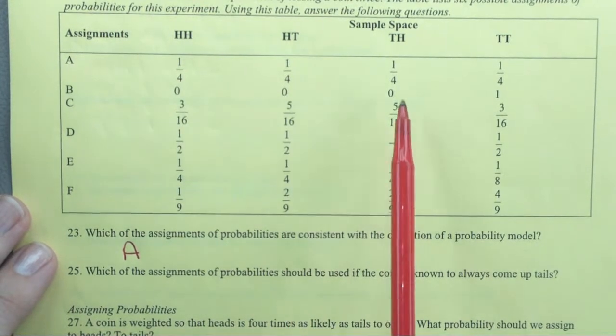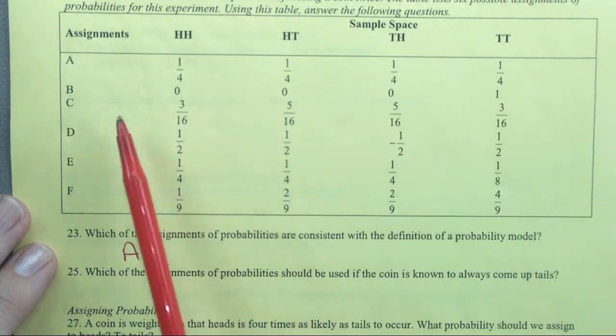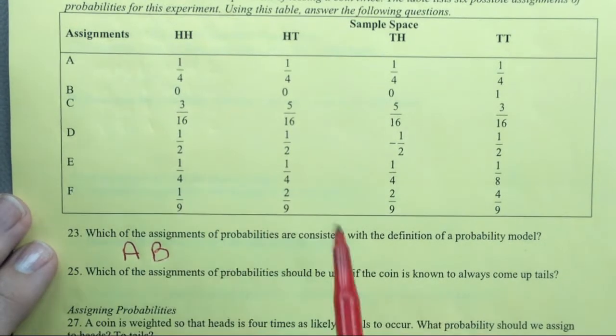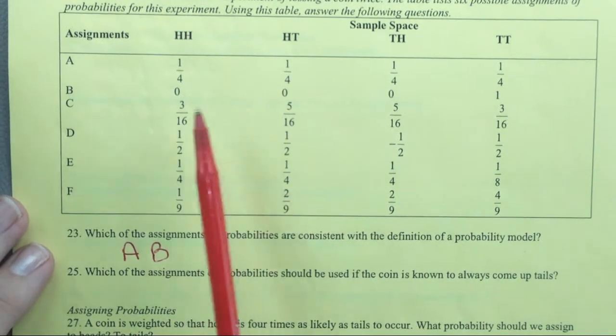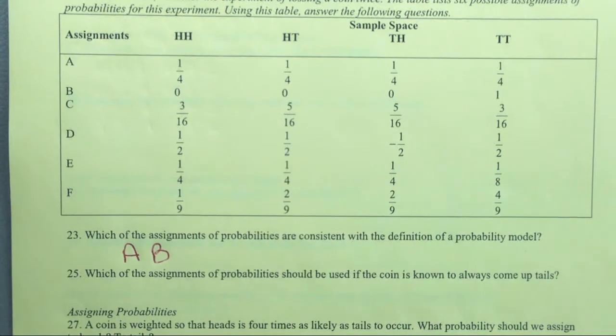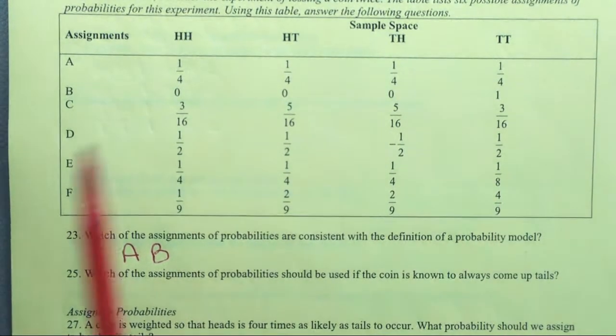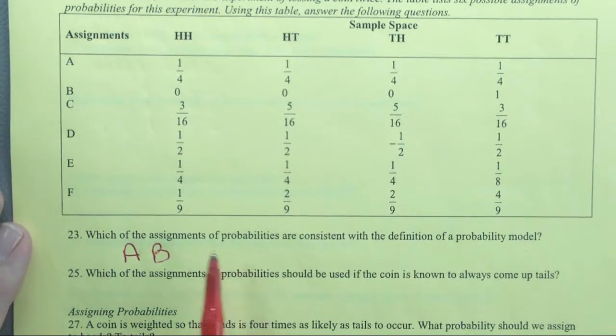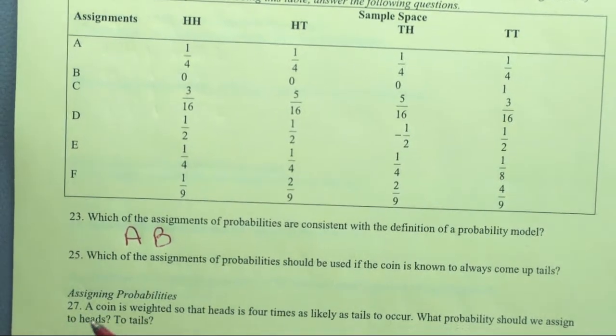0 is okay, 0 is okay, 0 is okay, 1 is okay. 0 plus 0 plus 0 plus 1. B is okay. So that's all you're going to do, is you're going to go through and check to make sure that they're all less than 1, that none of them are negative, and they all add up to 1. So there are 2 more that should be here. So you need to go find the other 2.